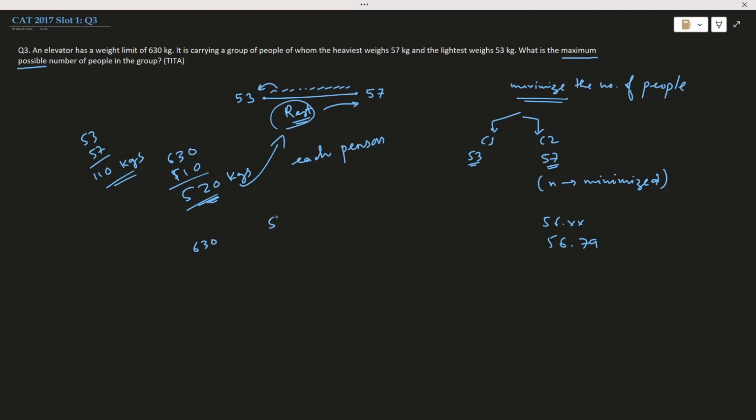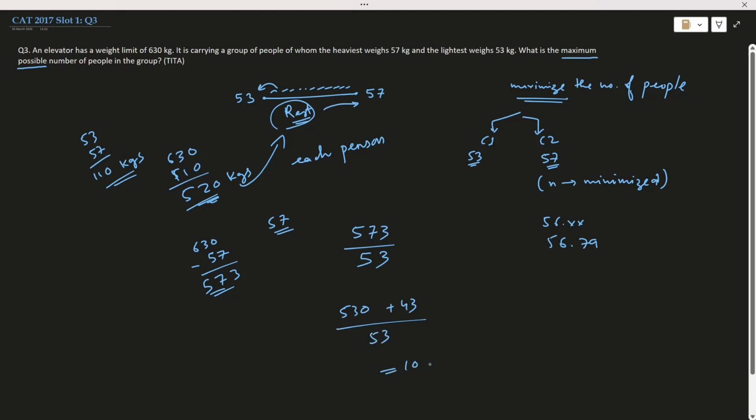Okay, so see, 630 kgs. Let's say the heaviest is 57, which is already given. Subtract this, 630 minus 57 is 573. Okay, and 573 divided by the lightest weight, 53. So 530 into 10 is 530, right? I can write this as 530 plus 43, by 53. So this is 10 point something something. All right, guys. Now the number of people cannot be 10. Please remember, the number of people will be a positive integer only.